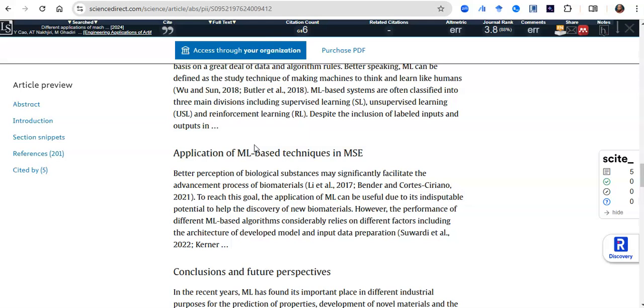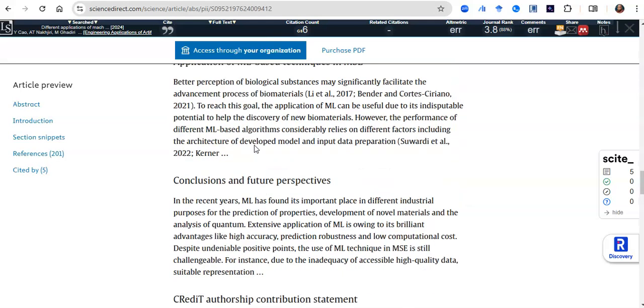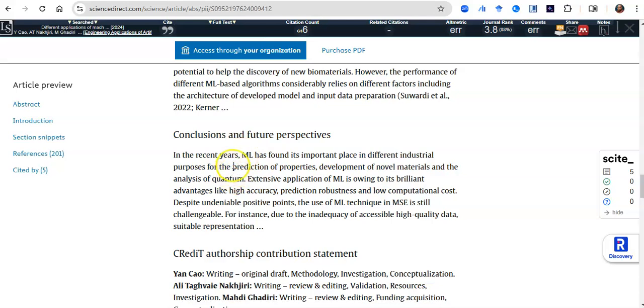So for this paper that I've just opened, I want to go to the conclusion, and the conclusion says that in recent years, ML, that's machine learning, has found its important place in different industrial purposes for the prediction of properties, development of novel materials, and the analysis of quantum. Extensive application of ML is owing to its brilliant advantages like high accuracy, prediction robustness, low computational cost. Despite undeniable positive points, the use of ML in material science is still challengeable, okay?